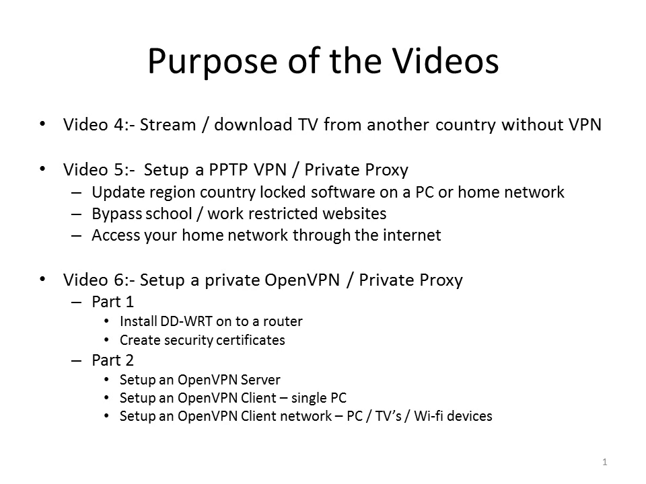Video 5 is how to set up a PTP VPN or a private proxy. This is how you can update region-locked country software or bypass school or work-restricted websites. You can also access your home network through the internet. Video 6 basically covers how to set up an open VPN client, and basically that has the same advantages as video 5, but it is a more secure system, however is more difficult to set up.